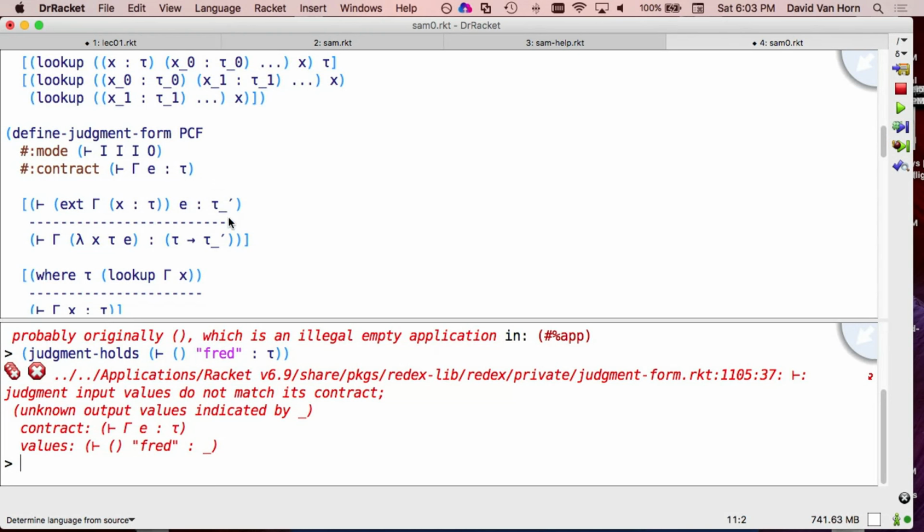So again, very useful, worth emphasizing that it's not static. I can write down a definition here that's junk with respect to this contract, and it'll only fail once I actually run the judgment. Okay. All right.